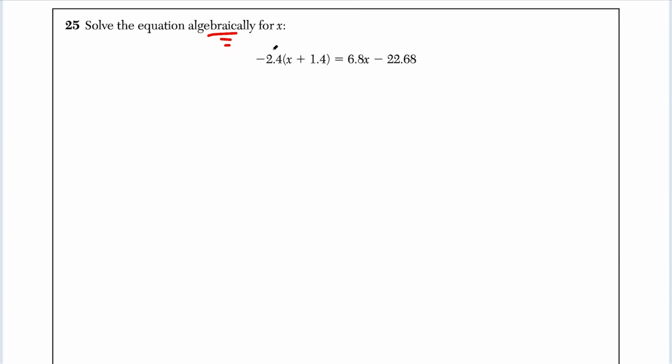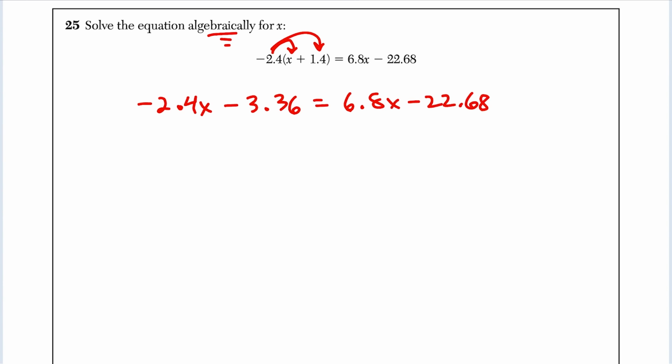But if we want full credit, we're going to take the negative 2.4 and distribute. So we have negative 2.4 times x, and then negative 2.4 times positive 1.4, and that's going to work out to negative 3.36. And now this is equal to 6.8x minus 22.68.